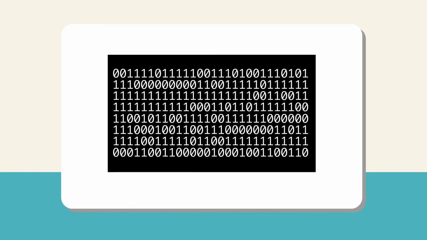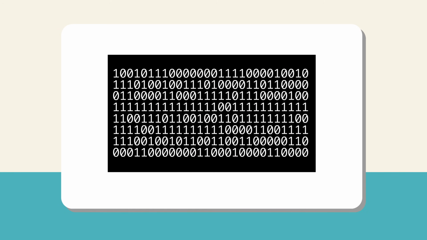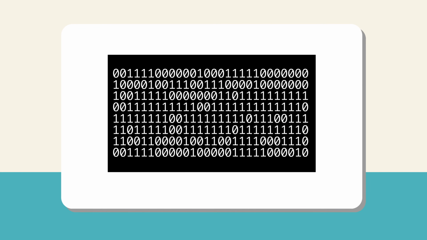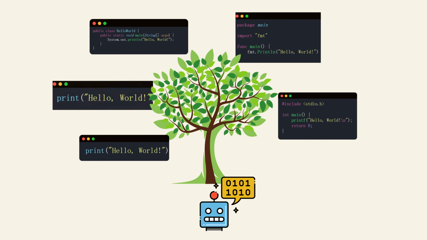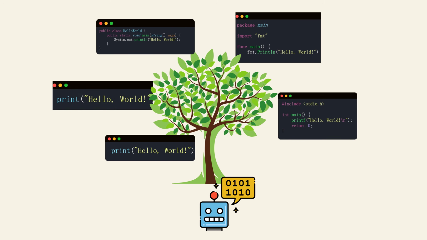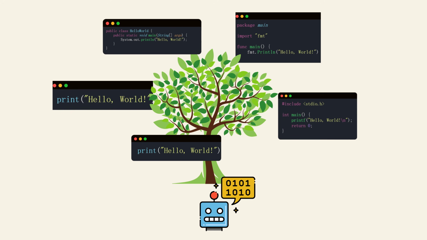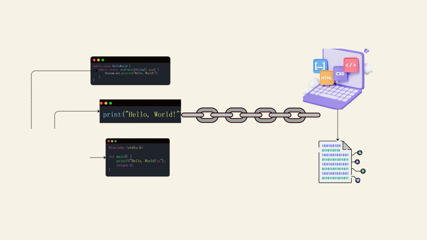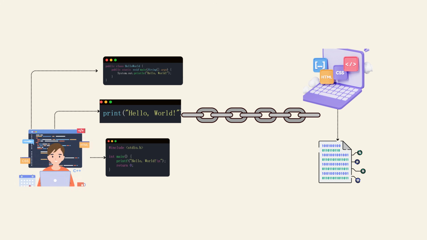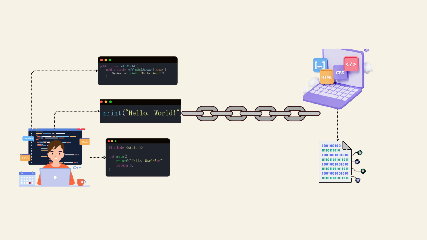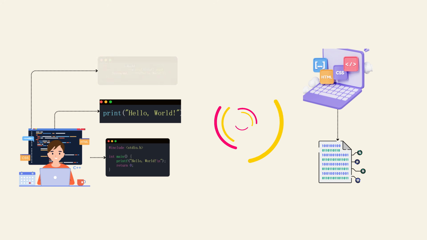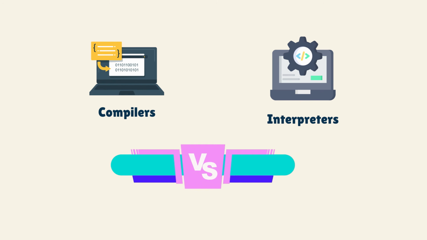First, let's get one thing clear. Computers only understand 0 and 1. That means any code you write, no matter what language you use, has to eventually be translated into machine code, which the CPU can understand and execute. But as humans, we write code in high-level languages like Python, C, or Java, languages that are much closer to English than binary. So there's a big gap between what we write and what computers understand. To bridge that gap, we need a translator. And that translation happens in two main ways: compilers and interpreters.